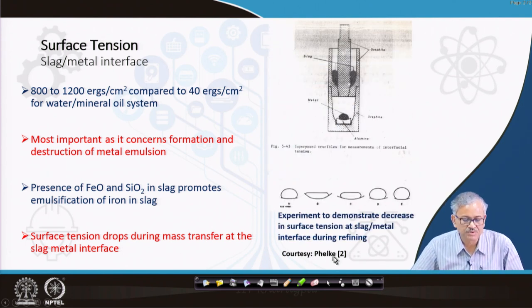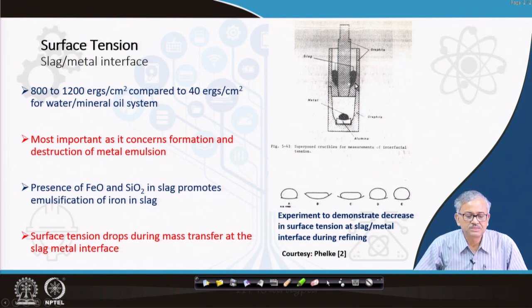An experiment has been done here. You can see it has been taken from the book edited by Fruehan, on blast furnace and BOF steelmaking. It is a collection of several papers, and I have given the reference. In the experiment, the metal is taken in an alumina crucible. You have a metal here, and then this is the slag. And then there is the graphite, which is basically a float. If you take it out, then the slag will come and fall over it. Initially you can see the slag-metal interface is perfectly round.